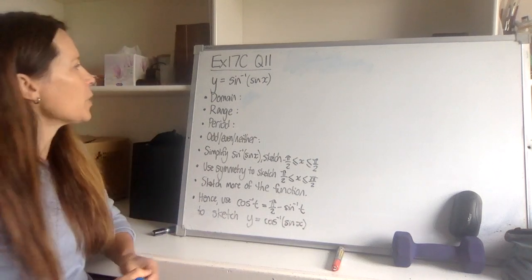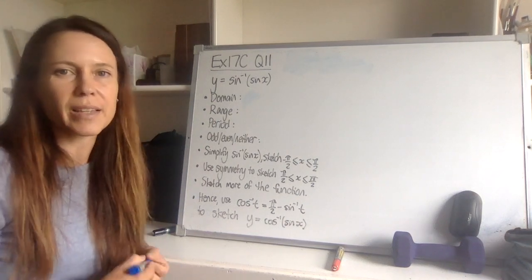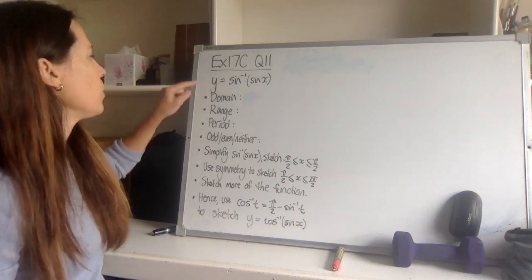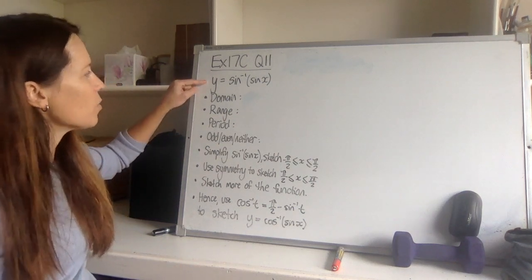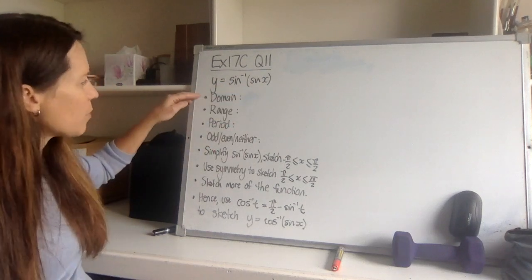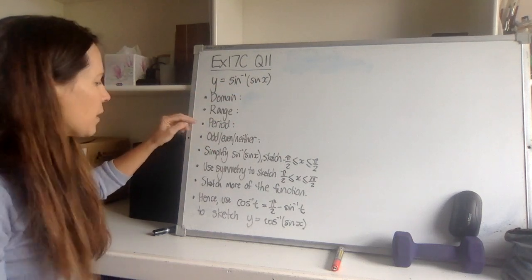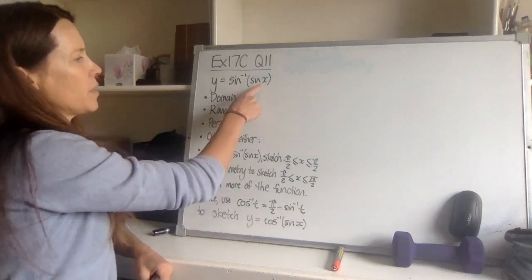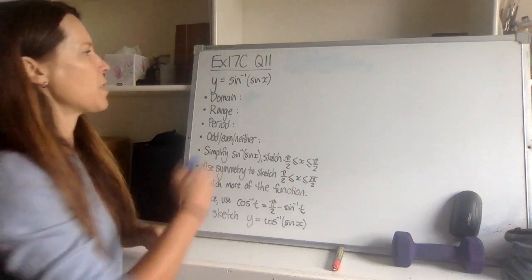Let's have a look at question 11 from exercise 17C in the Year 11 extension book, because lots of people wanted some help with this one. We're looking at this function, y equals the inverse sine of sine x. We need to start by looking at its domain, range, period, and a bunch of other things so that we can sketch it. So just thinking these things through, let's start by looking at what the graphs of these look like.